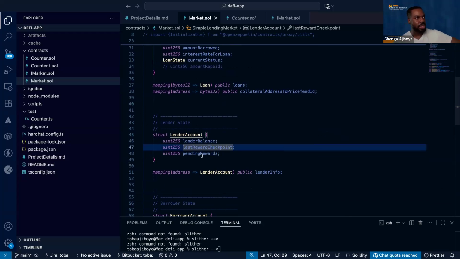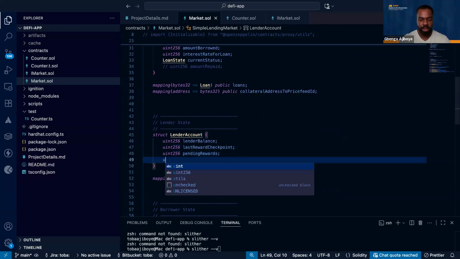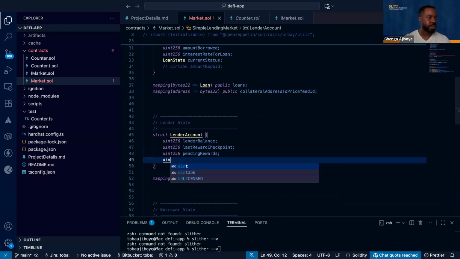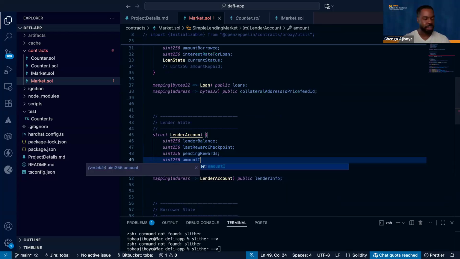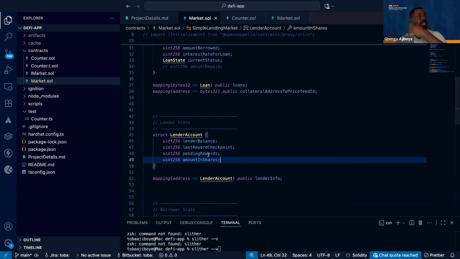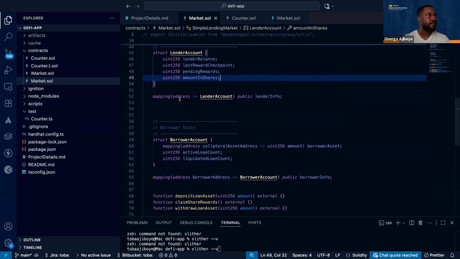So the amount of shares, let me just add it here. uint256 amount in shares. Yeah. So you calculate the difference between that, multiplied by the amount in shares, and that gives you the pending rewards on your store. As you can see, I'm actually building this stuff on the fly. So as you're thinking through it, things come to you. Oh, I need this. Oh, I need that. And yeah, this is a mapping of the address to lender info.